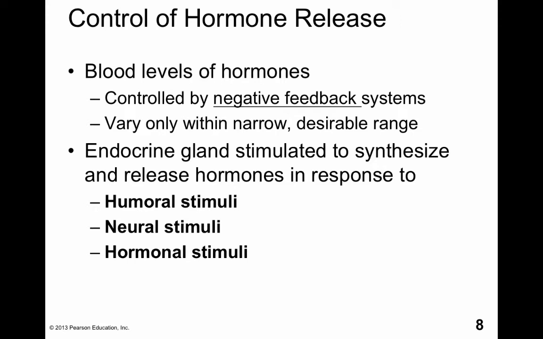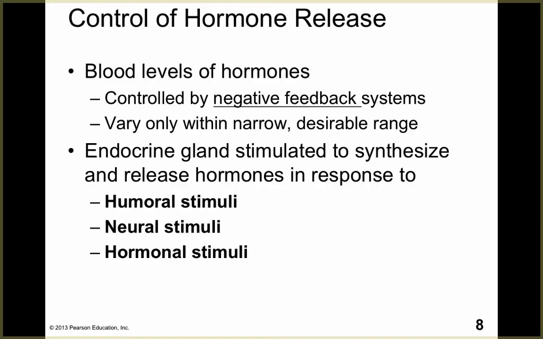So how are hormones released? What controls them? Essentially, the concentration of hormones in the blood gets controlled by a process known as negative feedback. And this varies only within a very narrow region, and it makes it so that it stays within a desirable range.